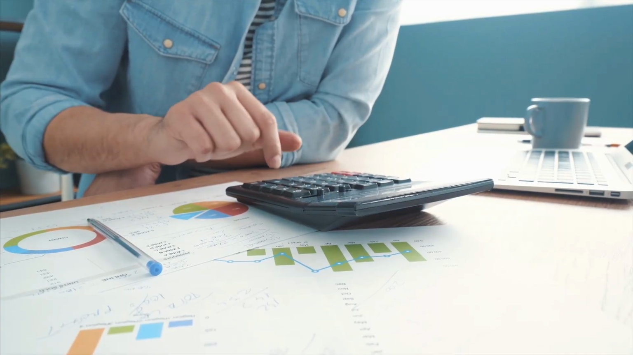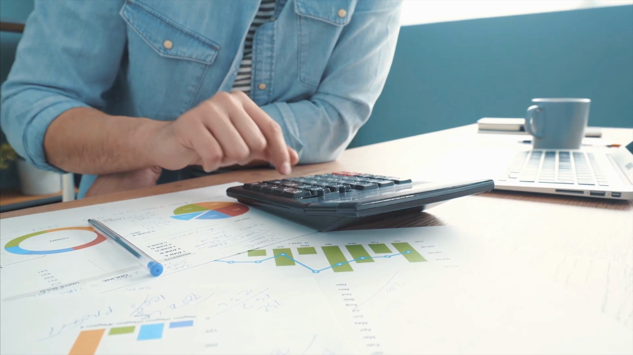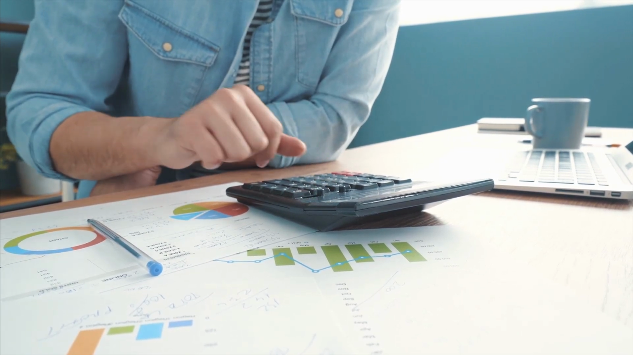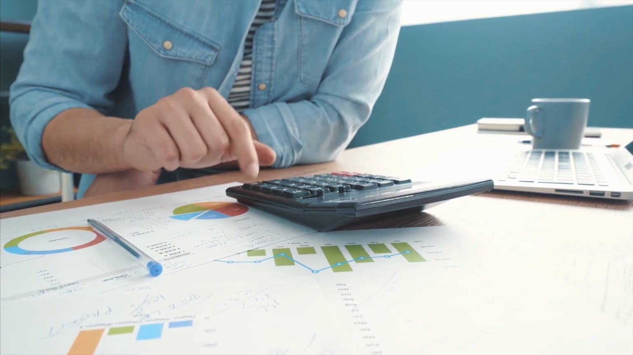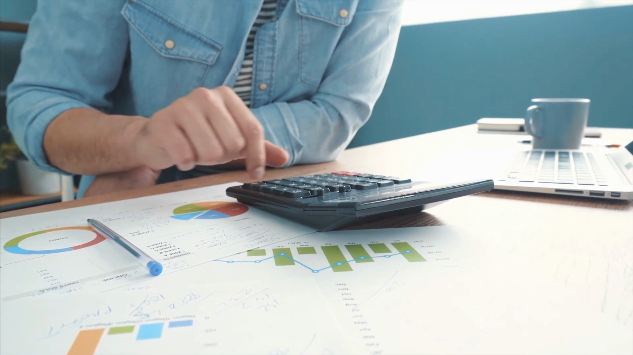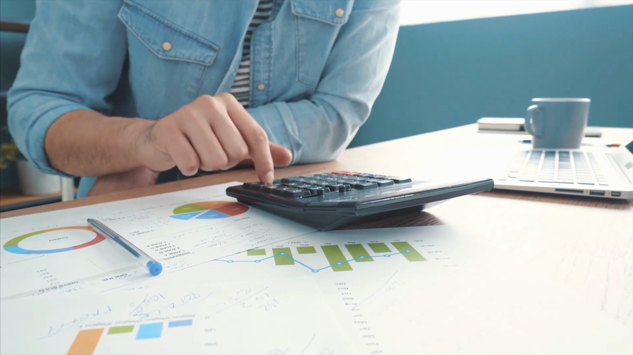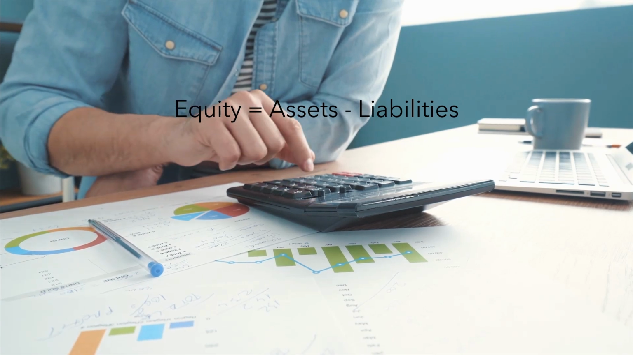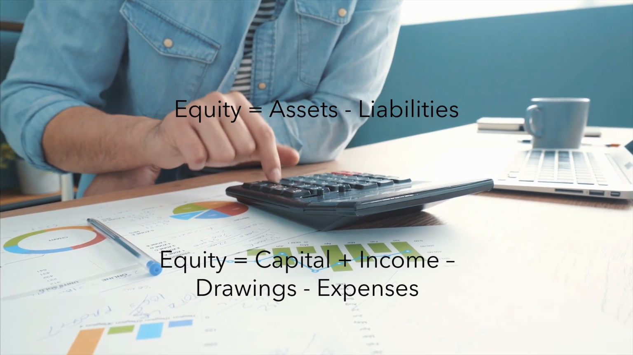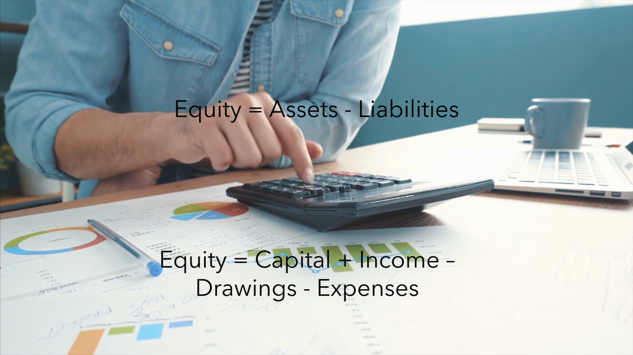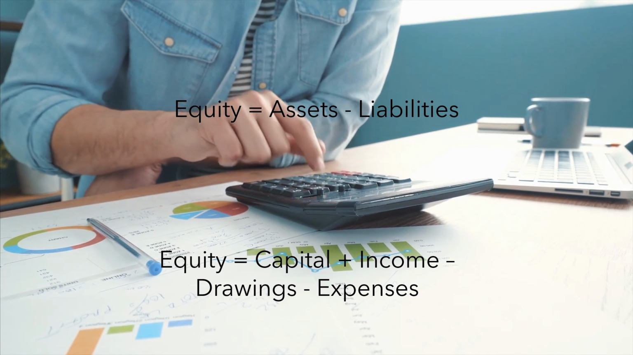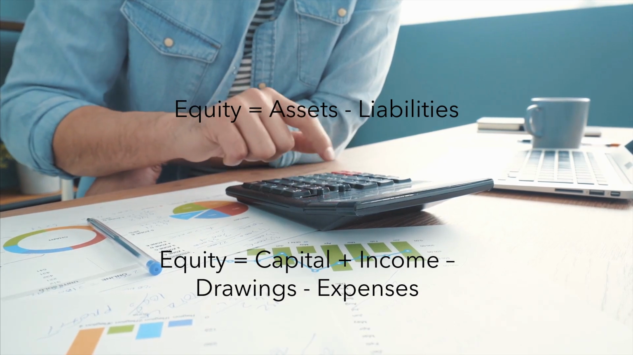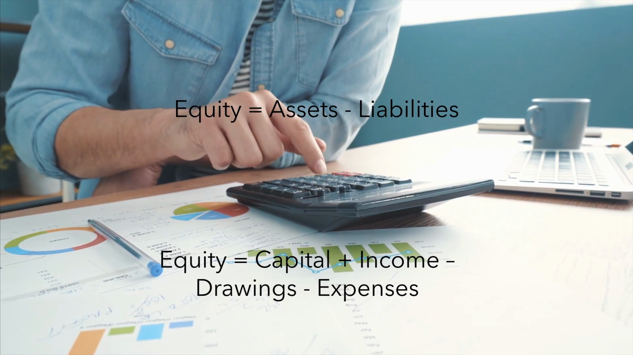When we subtract the expenses from the income, we are left with either a profit, that's if the income is more than the expenses, or a loss, and this is if the expenses are more than the income. And based on this information so far, we can interpret the definition as follows, that equity is equal to assets minus liabilities, or we can even say that equity equals capital plus income minus drawings minus expenses. So there we have it, assets, liabilities, and equity.